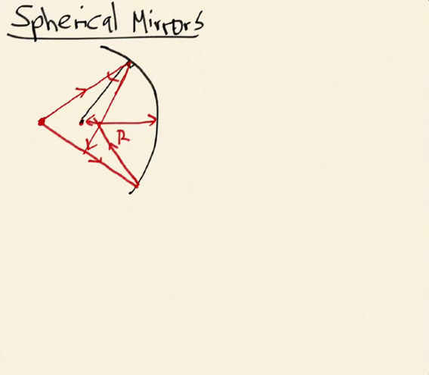Now, let me make some definitions here, and then I'll talk about the assumptions. So we're going to again define the location of the source relative to the mirror. We're going to use the vertex of the mirror, which is here. This distance is going to be called S. That's the distance to the object that's emitting the light and forming the image.